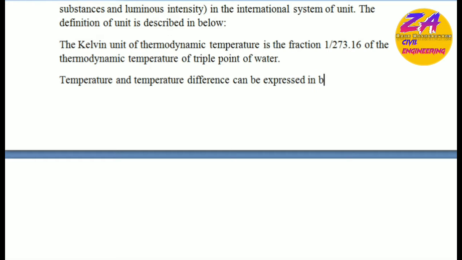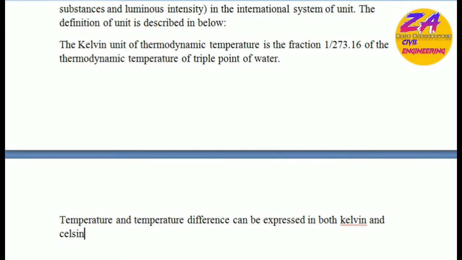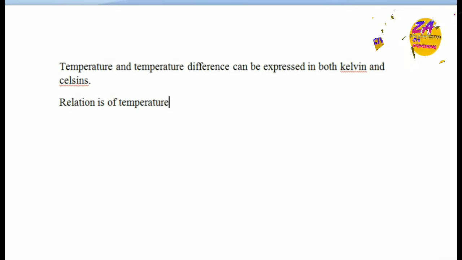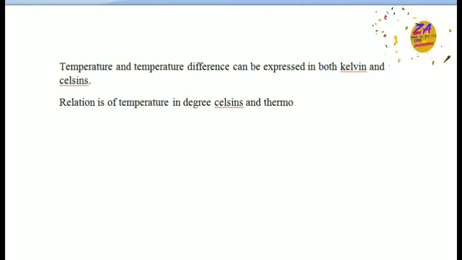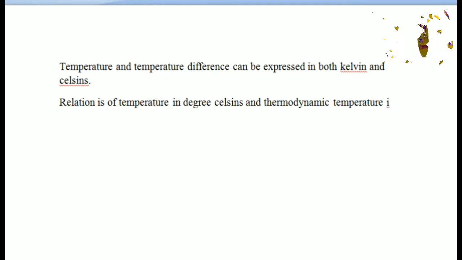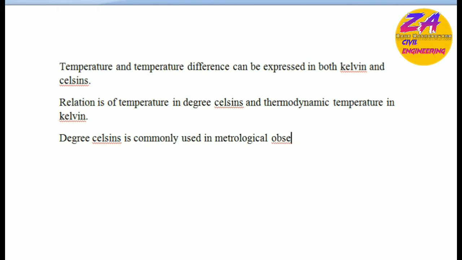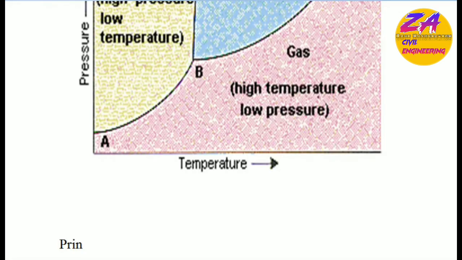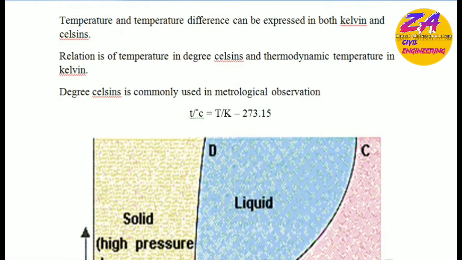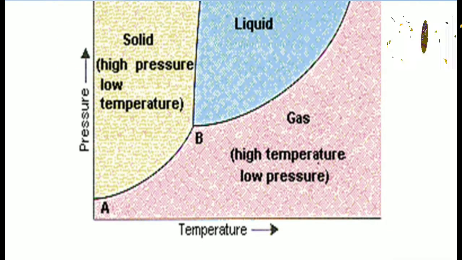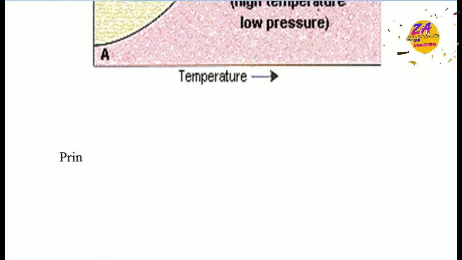And then temperature difference can be expressed in both Kelvin and Celsius. The relation of temperature in degrees Celsius and thermodynamic temperature in Kelvin: degree Celsius is commonly used in meteorological observations. T in Celsius is equal to T in Kelvin minus 273.15. This is the graph between pressure and temperature.